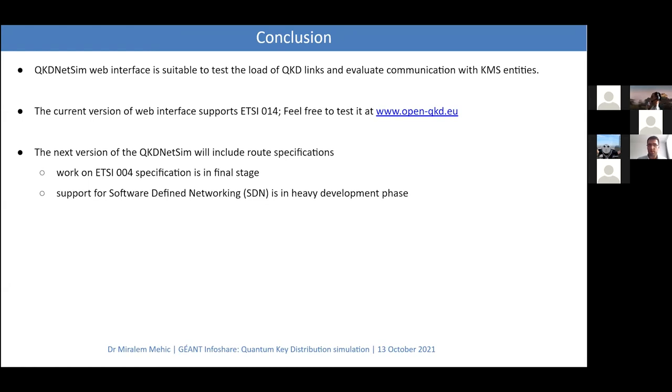The next version of QKD NetSim is planned to include route specification, so you will be able to manually define where you want to put your KMS, where you want to put your nodes, and which route to use. You will also have the option to switch between ETSI 014 and 004, because ETSI 004 is mostly focused on supporting quality of service, and in this initial version, it was not supported.